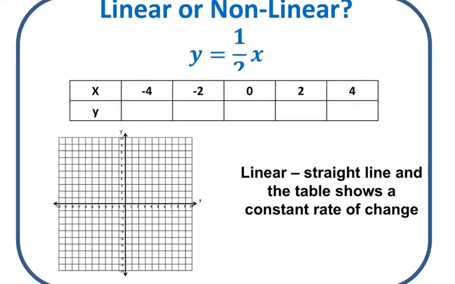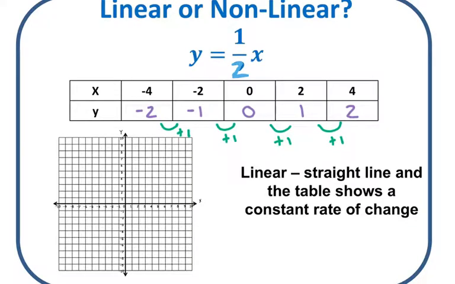Okay, so this is y = 1/2 x. Is this linear or nonlinear? So let's go ahead and solve this. 1/2 times -4 is -2. 1/2 times -2 is -1, 0. 1/2 times 2 is 1. And then 1/2 times 4 is 2. So when I look at this, I see a constant rate of change of adding 1 each time. So that's going to show that it's linear.